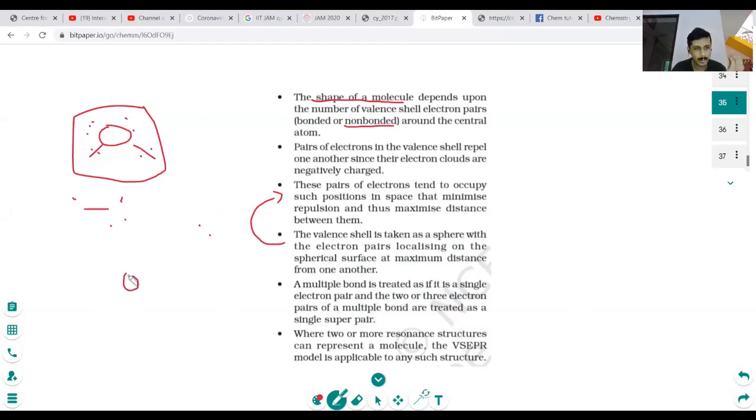That is, if you have a double bond like this, you have 2 electron pairs here and 2 electron pairs here. So a multiple bond is treated as if it has a single electron pair. So 1 electron pair and 1 electron pair.